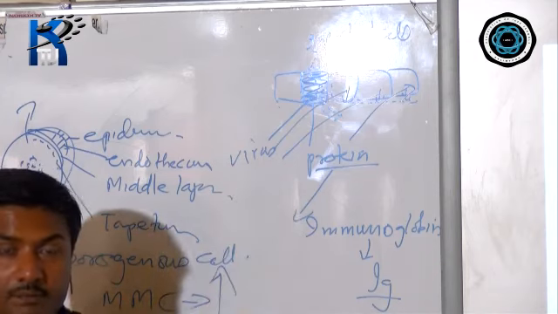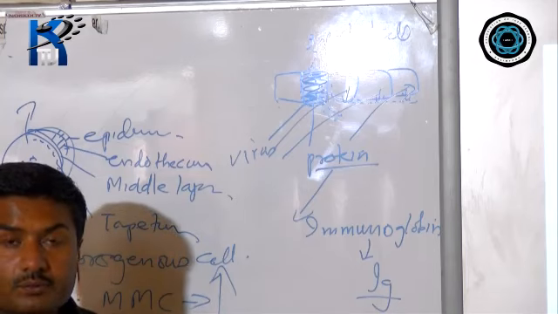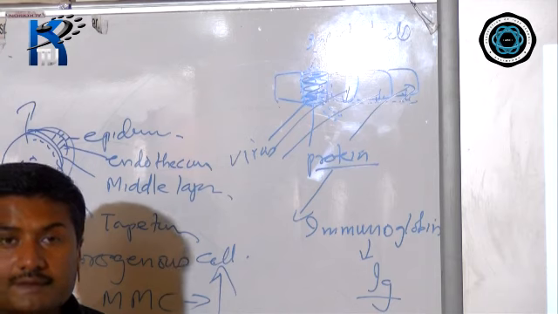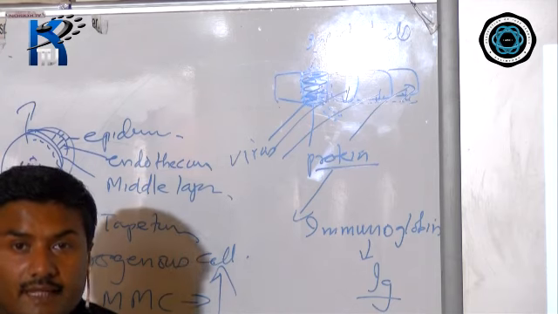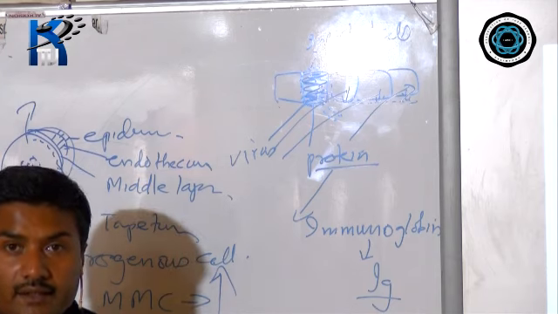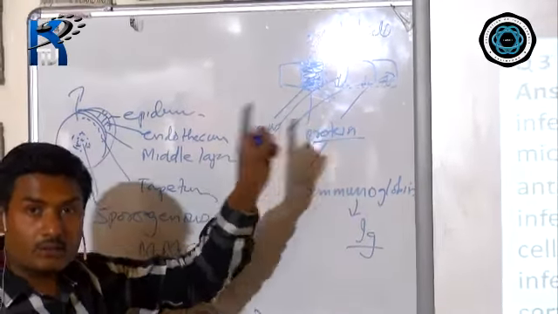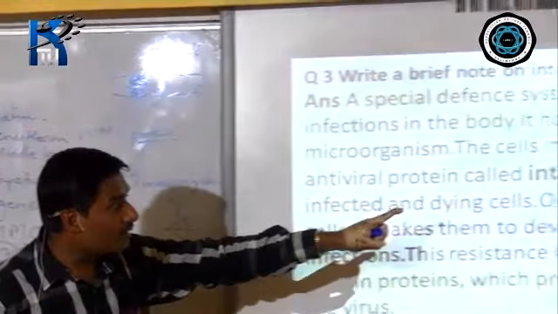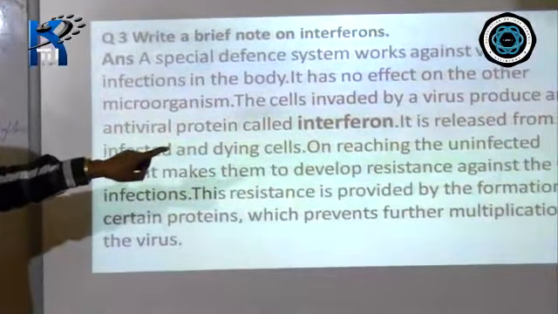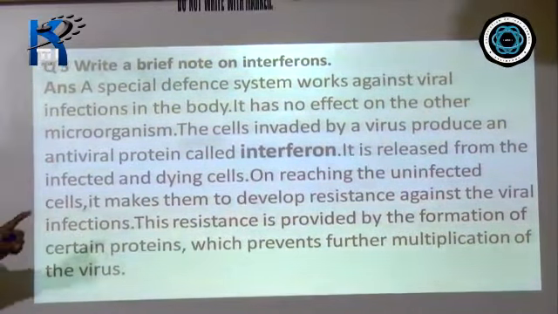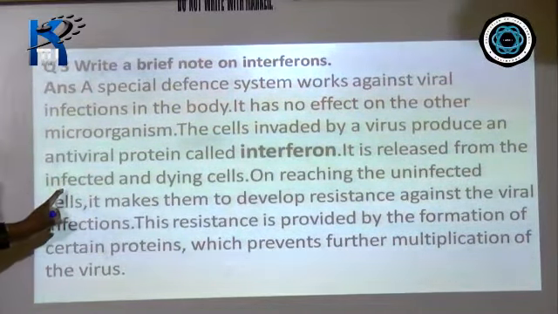That means it is one type of alarm signal. It is one type of, you can say, the cells are becoming conscious enough that there is a chance it will be attacked by a virus. So this protein that is secreted by this infected cell, what do you call it? You call it interferon. The cells invaded by a virus produce an antiviral protein called interferon. It is released from the infected and dying cell.